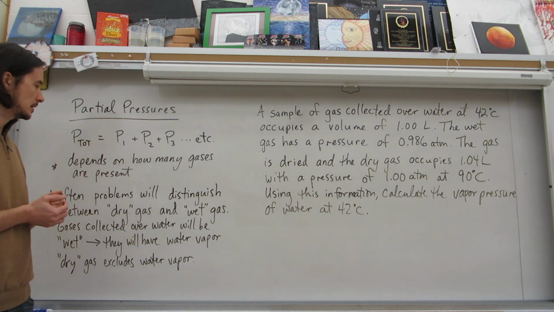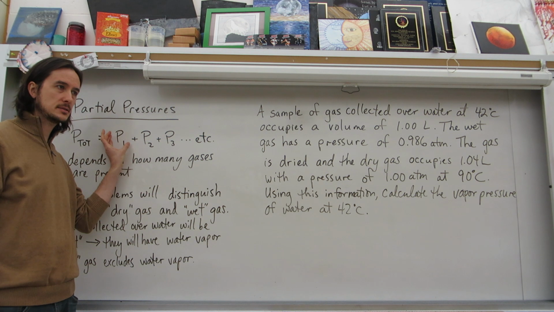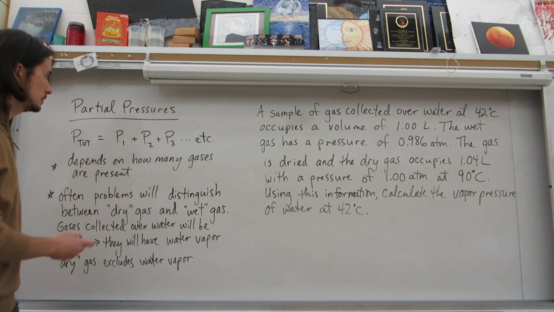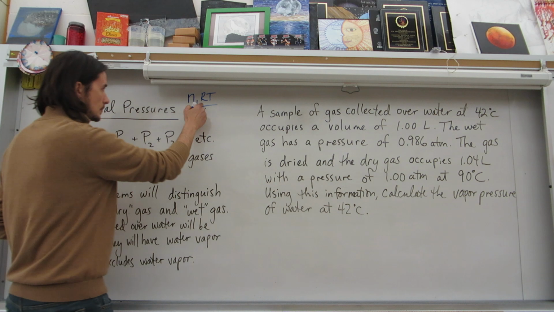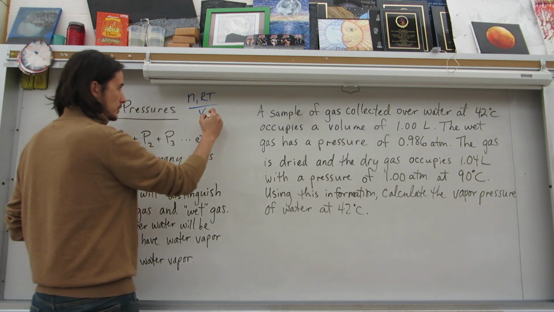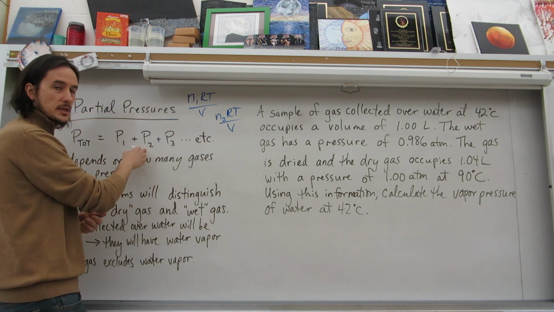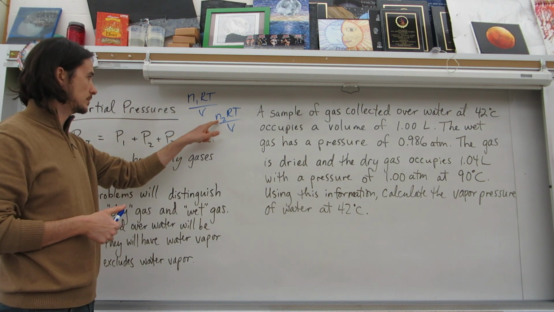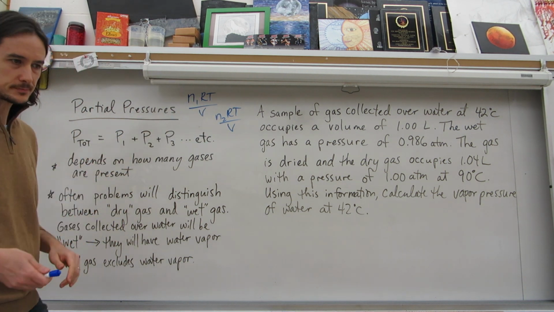Just to point out, if you wanted P of some individual gas, you just use PV equals nRT. P equals nRT over V. So we could substitute that in here, and we could substitute this in here. If we know the number of moles of this gas, and the number of moles of this gas, we can solve, and we'll get a P total.